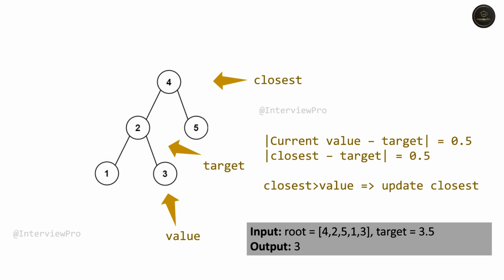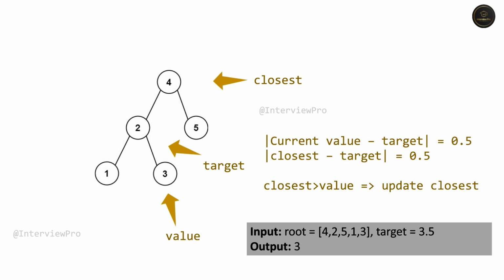Now we have reached the end of the binary search tree. So our final answer will be 3. But if there are more number of nodes, we'll continue to repeat this process. So based on the difference between current value and the target, we'll decide what is the closest, and based on whether the target is greater than the current value or less than the current value, we'll decide our next destination, and we'll repeat this process until there are no more child nodes for the given current value.